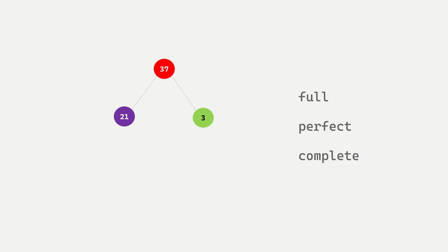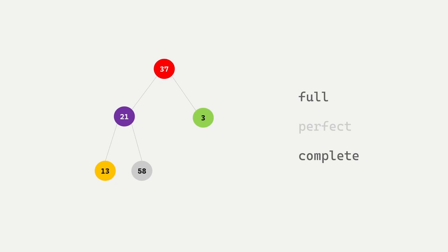Now, let's give node 3 2 children. This would make the tree a full tree, but not a complete one because it is not filled entirely from the left. And it's not perfect either because all leaf nodes are not on the same level. If we were to give node 21 2 children, then now the tree would become perfect, thus full and complete as well. Now if we take away the 2 children of node 3, then the tree becomes full and complete, but not perfect.